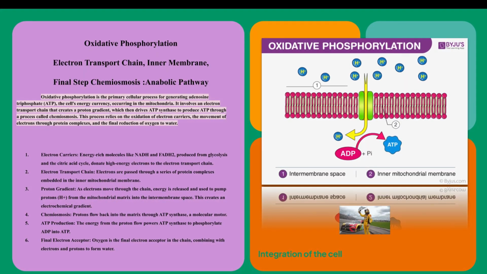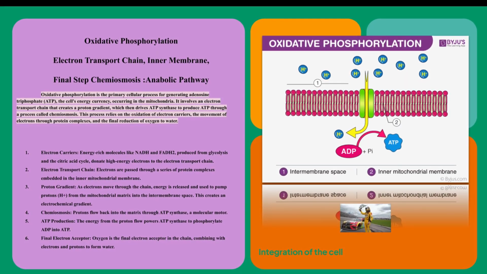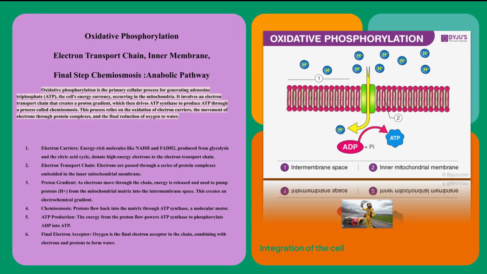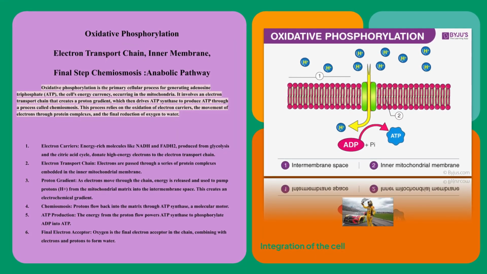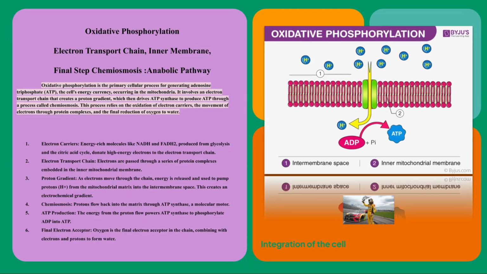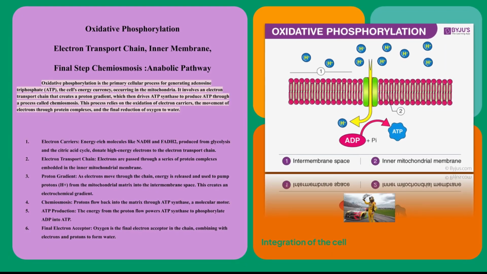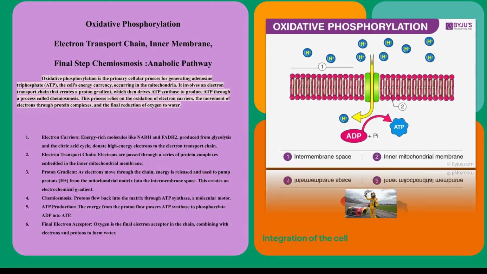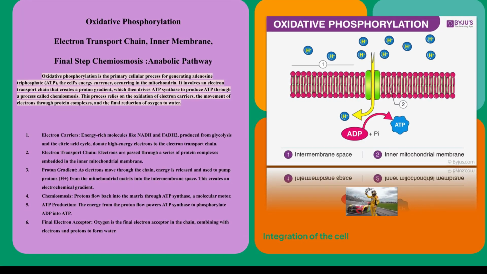Oxidative phosphorylation is the main cellular process for generating ATP, which is the cell's energy currency, in the mitochondria. This happens in the inner membrane of the mitochondria. In eukaryotic cells, it is the inner membrane. In prokaryotic cells, this happens in the plasma membrane.